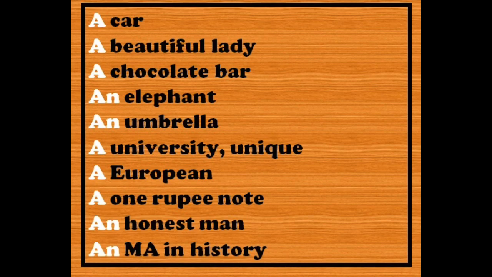Next example: in "honest man", H is silent. It is not "honest" with an h; the pronunciation of this word is "onest". So O is a vowel sound. So we use here "an honest man". In the last example, MA in history, this word starts with the sound "em", MA. So, as it is a vowel sound, we should use there "an".